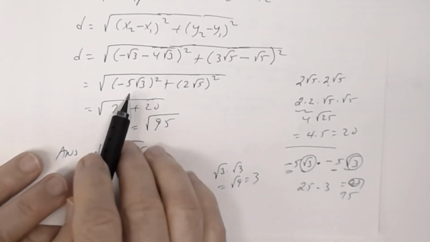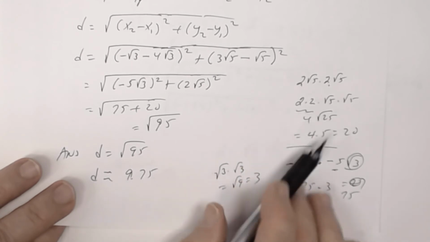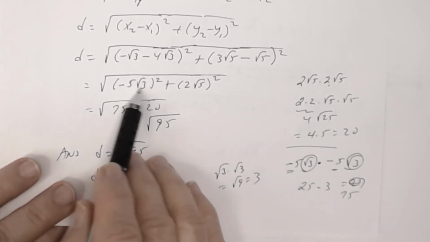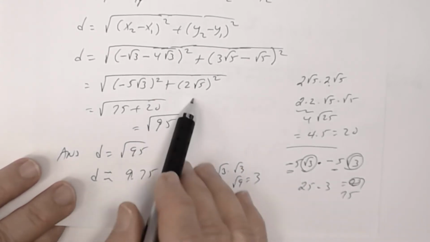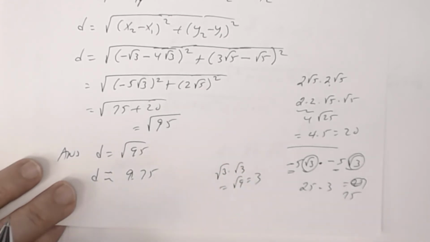Now, some of you may need to go back and review this little part here. So be careful. Make sure you understand how this became 75. Make sure you understand how this became 20. All right? Okay, let's do one more.